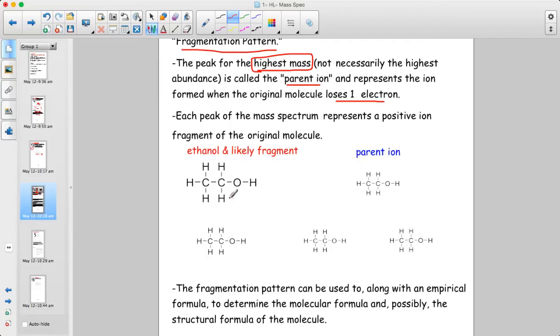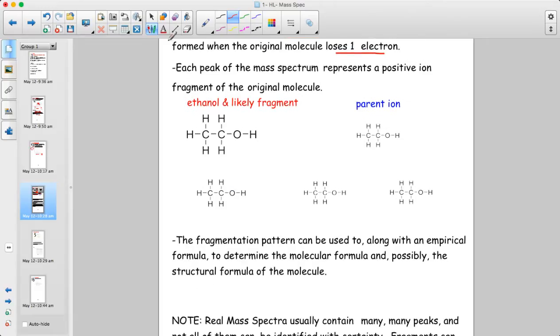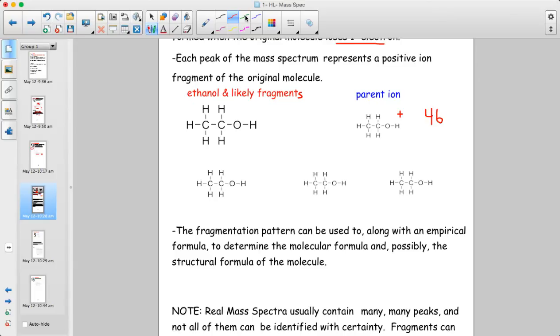So let's use ethanol and its likely fragments, plural. Okay, so first off, the parent ion of ethanol would just be ethanol with a positive charge somewhere on it. So one of these atoms has lost an electron, so this is the parent ion. So it would have a molar mass or molecular mass of about 46. So we would expect that on the mass spectrum of ethanol, there is some sort of peak at the m/z value, mass to charge ratio, of 46. But there are also these other ones that we can predict.